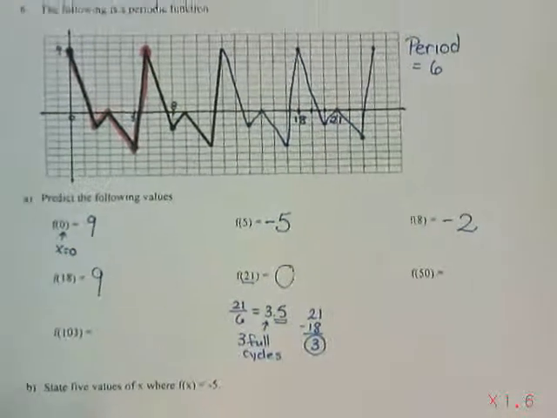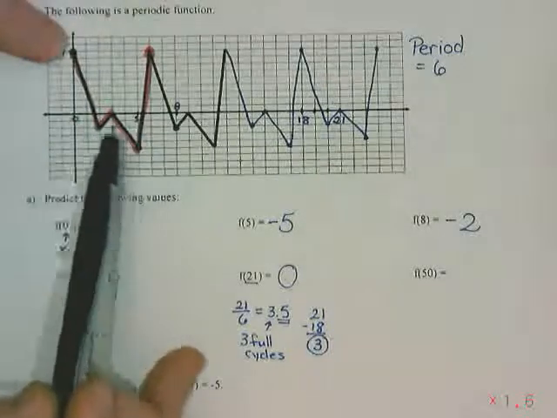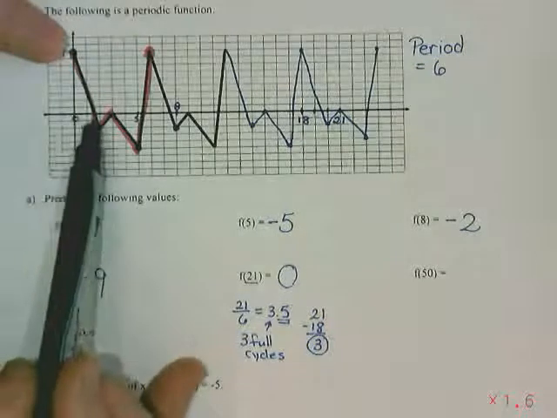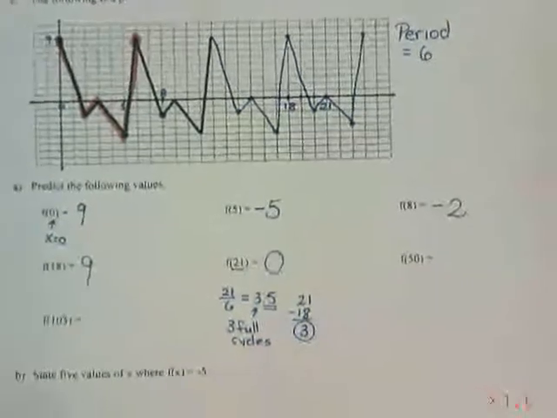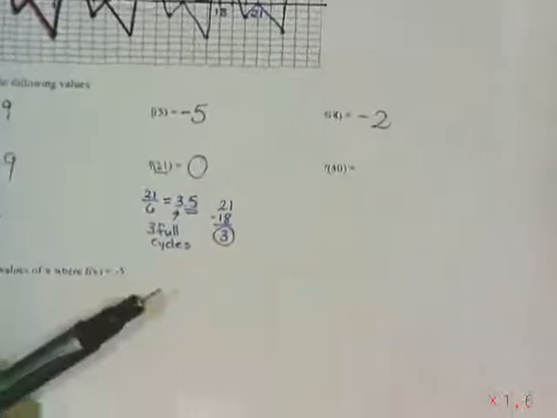So since one cycle just repeats itself over and over again, all I have to do is look at that original cycle and figure out what 3 cycles in would be. So from here we're going to go 1, 2, 3, and that puts me at 0. Okay? So to do 50, we're going to try the same method.